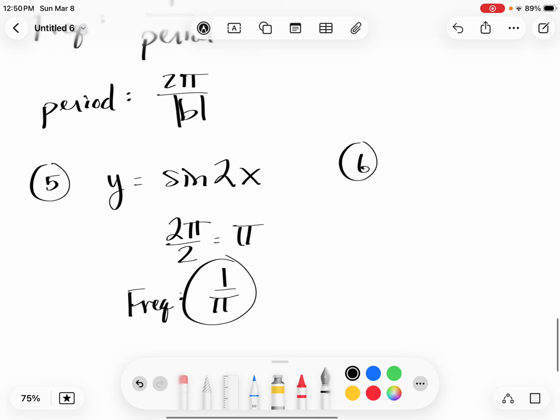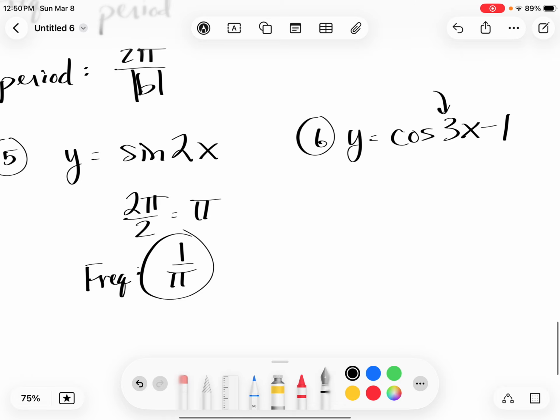That's number 5. Number 6 has y equals the cosine of 3x minus 1. The b is the 3, not the negative 1. The negative 1, all that meant, if we were graphing it, would mean we'd shift everything down 1, but that's not important. We're not doing that here. So 2 pi divided by 3. If I can reduce it, I would. I can't, so I leave it alone. So then the frequency, you just flip it over, 3 over 2 pi.